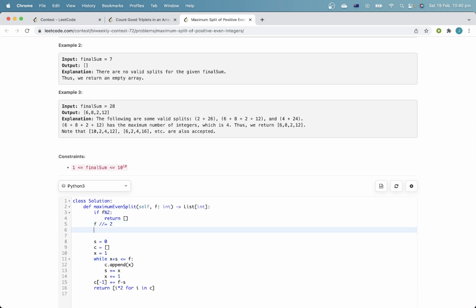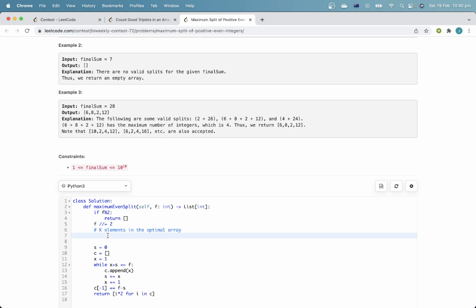Now, we need to split this into the maximum number of elements. All right, so now let's do some analysis. Let's say in our output array, we have k elements in the optimal array. So the maximum number of elements we can split it into is k. Then what is the minimum possible sum of these k elements? Well, the minimal possible sum is 1 plus 2 plus 3 plus 4 plus up to k. That's because we can't have any duplicates, and to minimize the sum, we should just take the k lowest ones. Now, if this sum is greater than f, then clearly it can't be done in k elements. So the largest k, such that this sum is less than or equal to f, will be the number of elements in our output array.